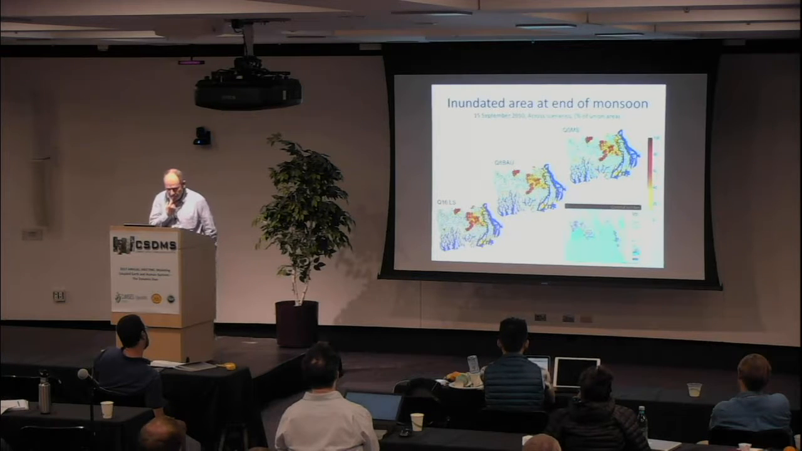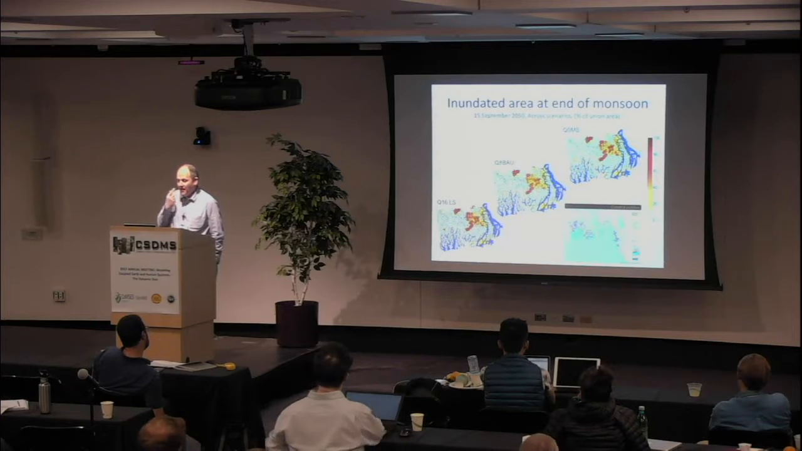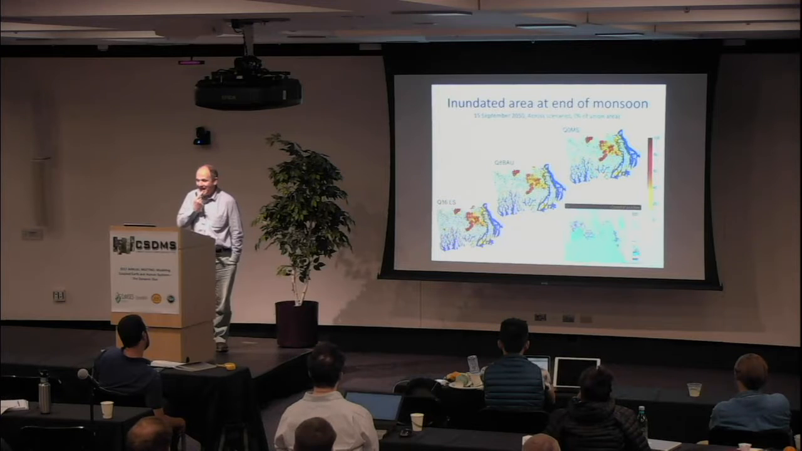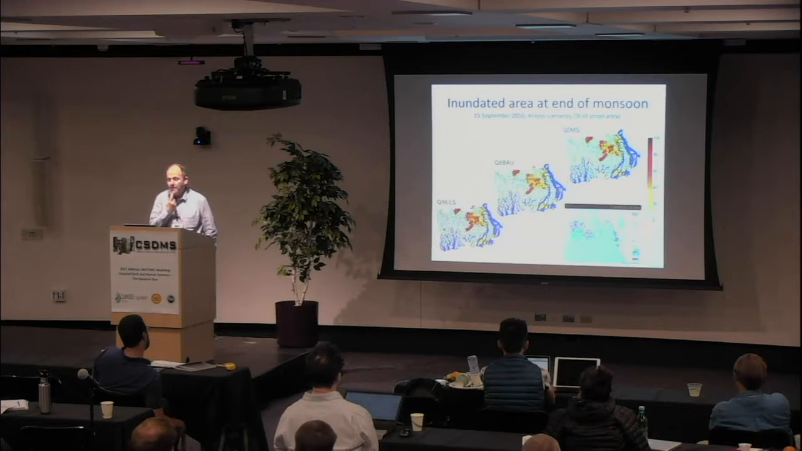This is flooding in 2050 at the end of the monsoon. The polders were shown in some of the earlier talks. So the areas here that are flooding are outside the polders, very, very similar for all three scenarios.